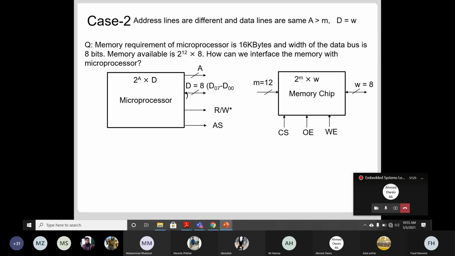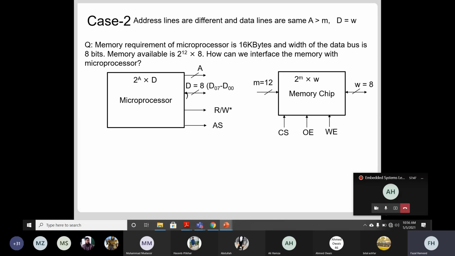Munib? A and M are different. Very good. In this particular example, A is greater than M. Okay. And what about the data lines? Data line is same.